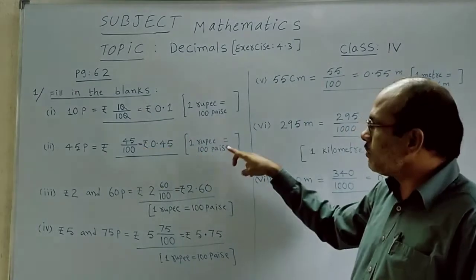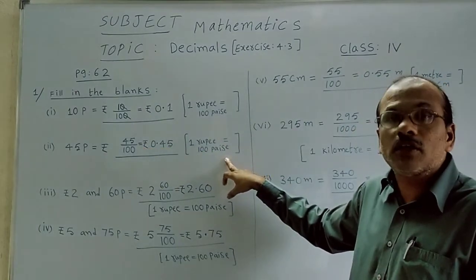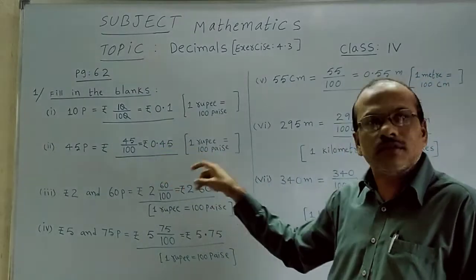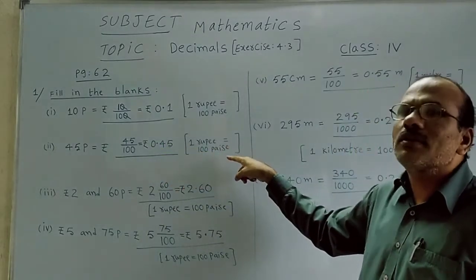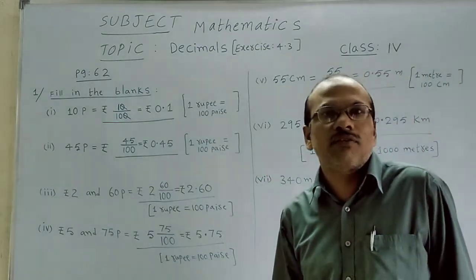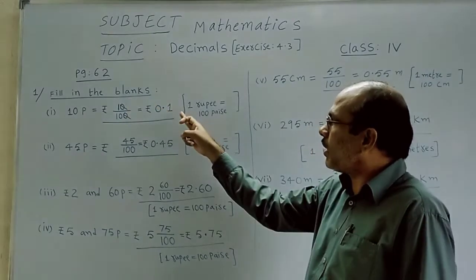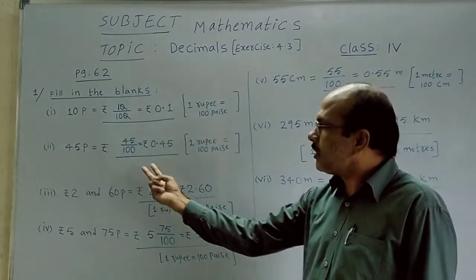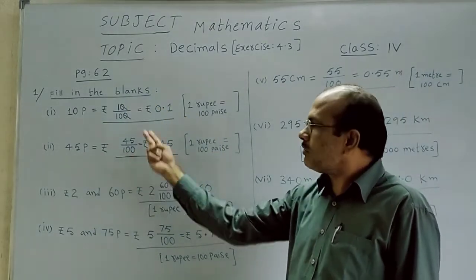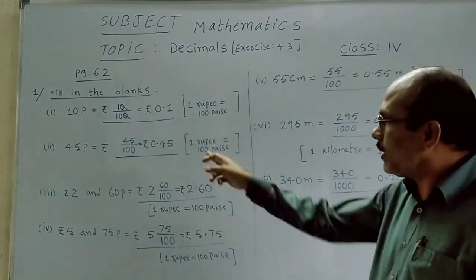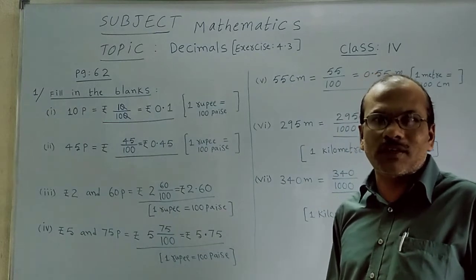Okay, 1 rupee is equal to 100 pies. We have used it to divide by 100. That is just because of this information. Is it clear for you, children? Here 1 zero, so in the numerator the point comes after 1 digit only. Here 2 zeros, so in the numerator I have to place the point after 2 digits. Like that we have to do it. I hope it is clear for you.